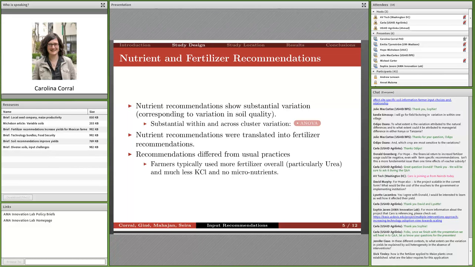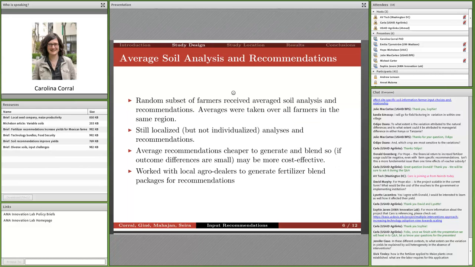Once we have this translation into fertilizer recommendations, one of the things that we realized is that farmers, with the same amount of money that they were investing in urea, could be doing much better if they were to apply a more diverse fertilizer package.